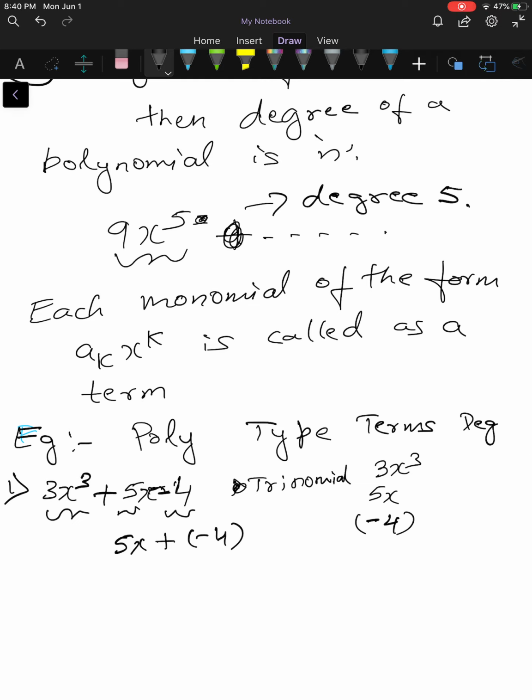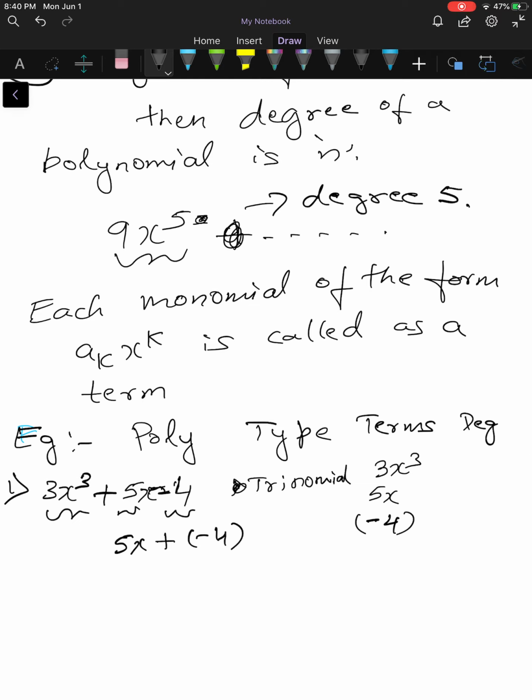For example, 5x square and negative 9x square. Here you have the variable also the same, that is x, and powers also the same. It doesn't matter if your coefficients are different. So these are like terms.